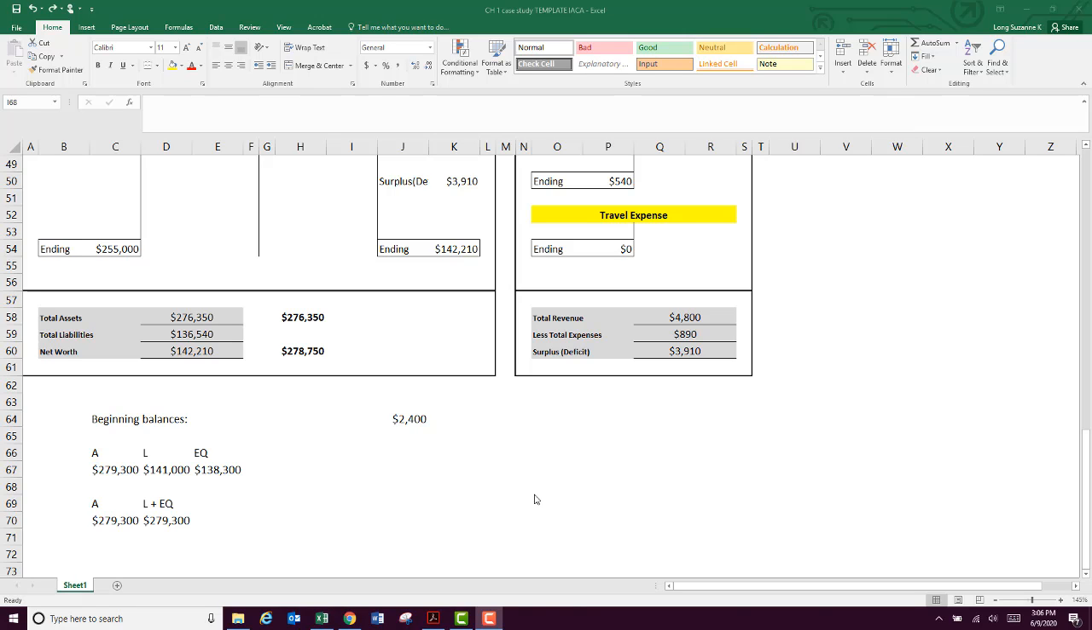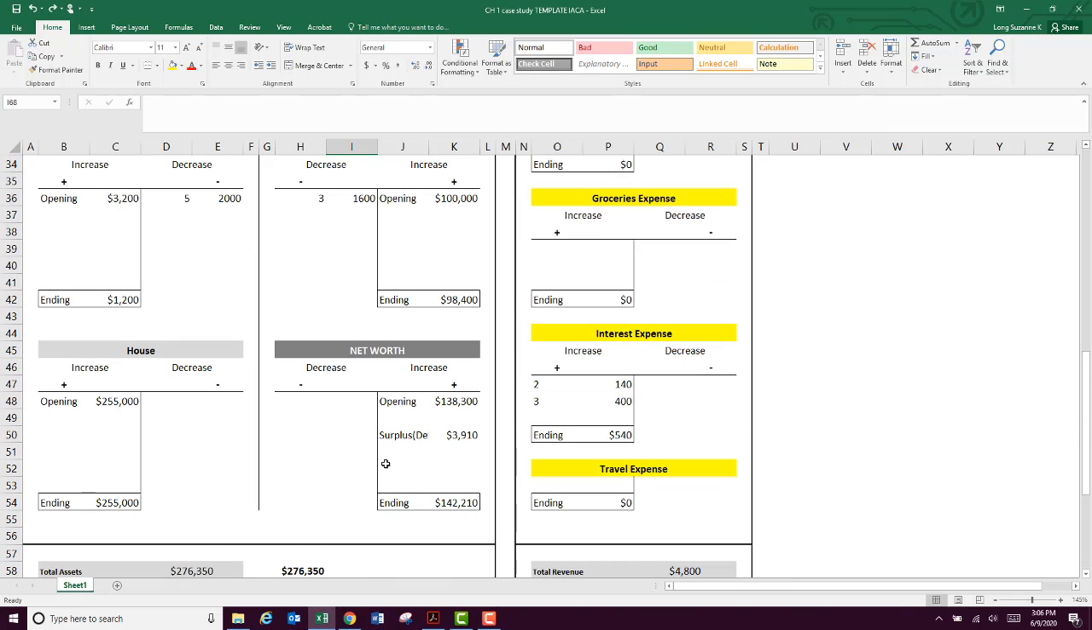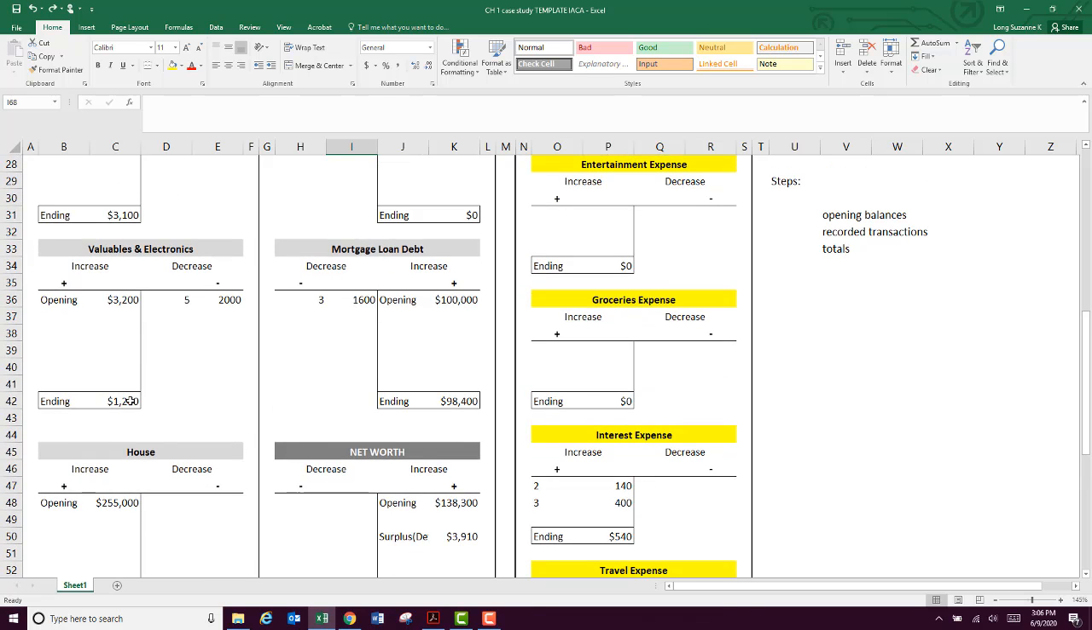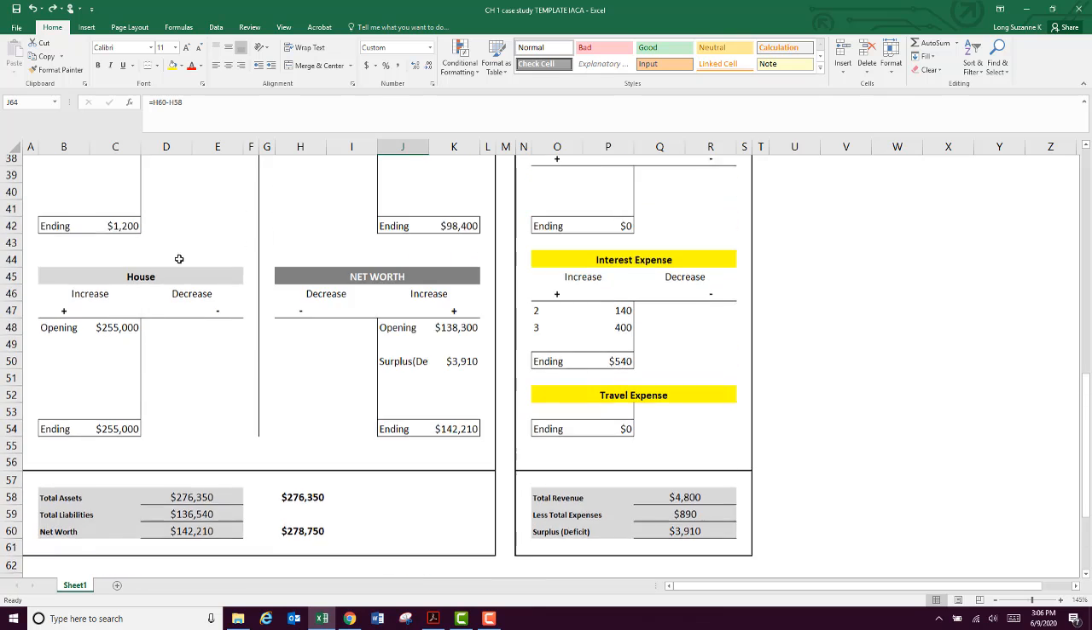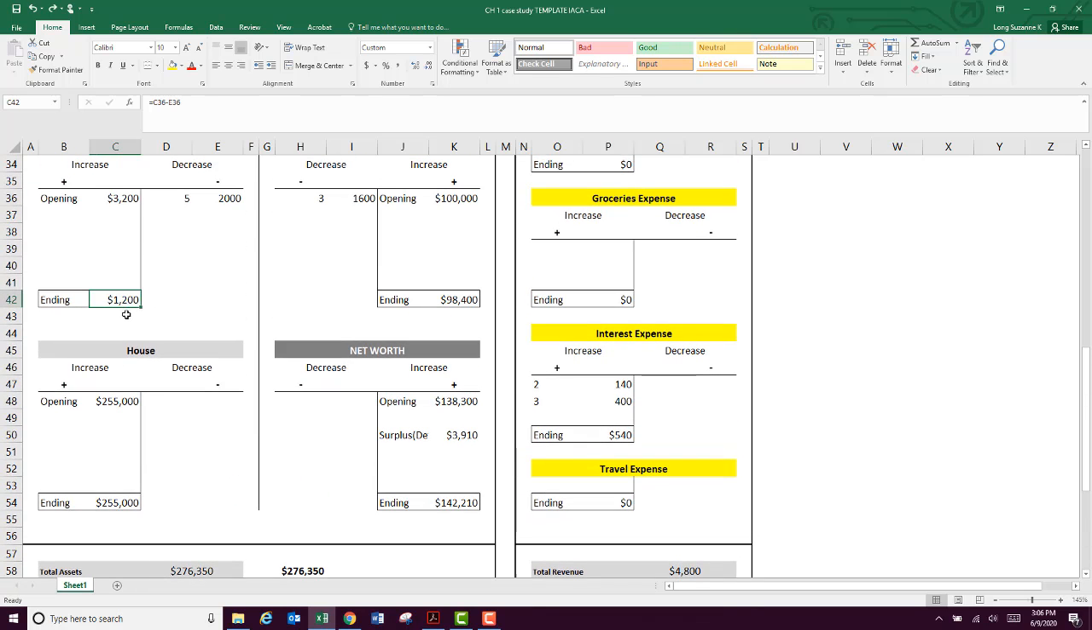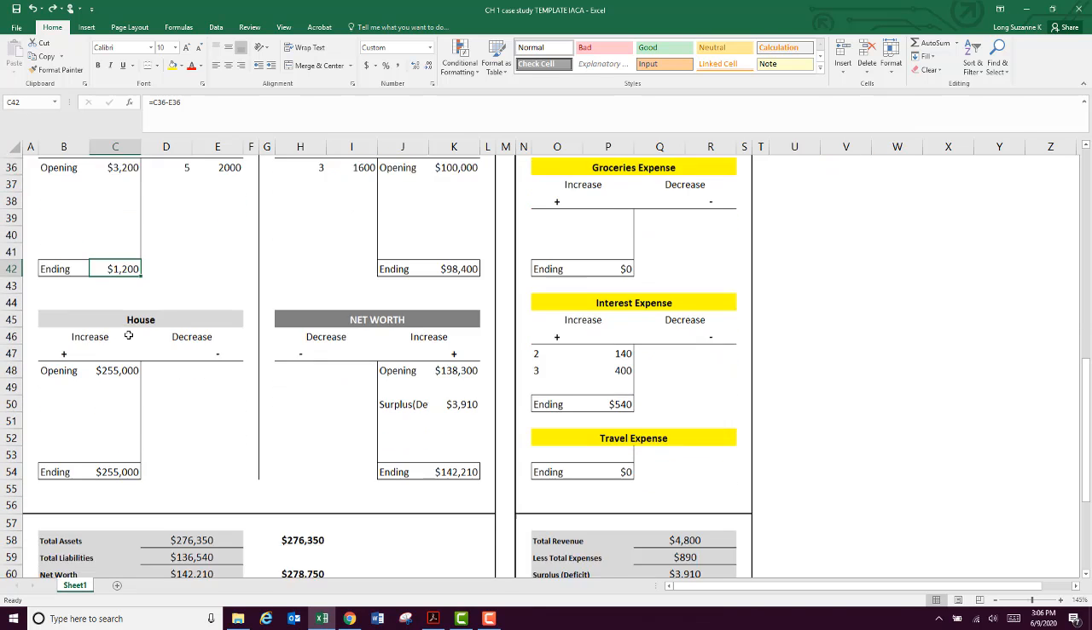Alright, I figured it out. It took me a minute, but this is actually great because I just made a typo, and you could make a typo or have just an honest mistake. So I'm going to show you what I did. Because it's 2,400, it made me suspect this 1,200. Something was goofy with that one. 1,200 is cell C42. It should be added in total assets.